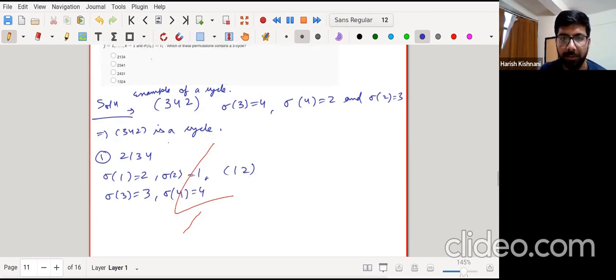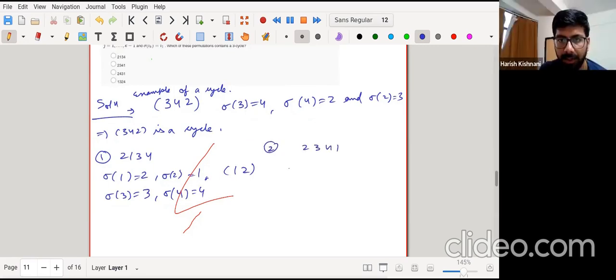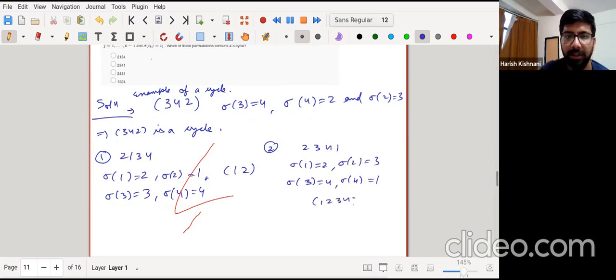Okay. So the second one, 2 3 4 1. Sigma of 1 is 2, sigma of 2 is 3, sigma of 3 is 4, and sigma of 4 is 1. So here you have a 4 cycle but again not a 3 cycle.